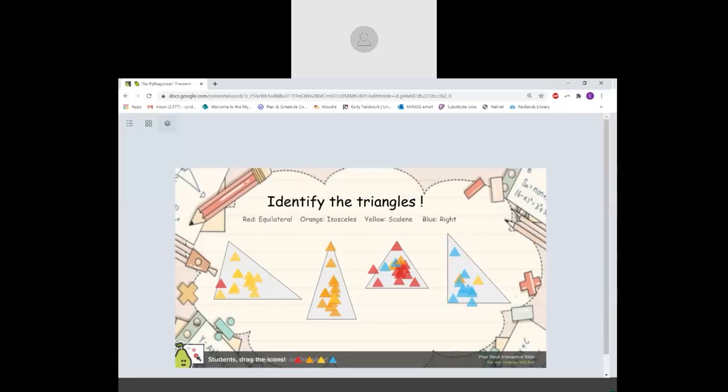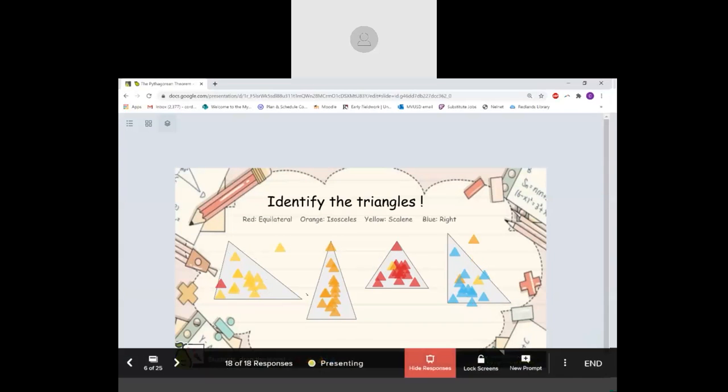Good. There you go, blue on the right. Good job. There you go, guys. Good job. Look at the wonky one. The wonky one is what? A scalene. Good. All right, good. So then if you guys still have issues with that, remember you have to rewatch the Ed Puzzle video.